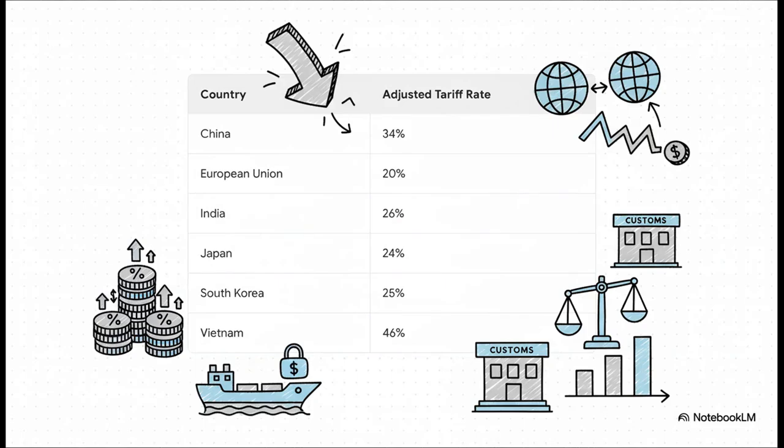And this table gives you an idea of what those country-specific rates are going to look like. And remember, this is on top of any tariffs that already exist. So for the European Union, the rate jumps to 20%. For China, 34%. And for a country like Vietnam, it's a massive 46%. We are talking about a huge, sweeping increase across the board.